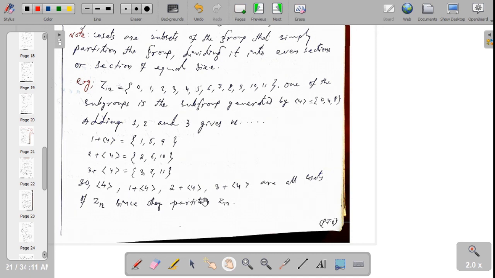So these are the required cosets of Z12, because these subsets partition Z12. Partition means these are disjoint, and the union of these subsets will give Z12. So we can say that these subsets partition the group Z12, or the union of these subsets will give Z12. That's why these are the cosets of Z12.